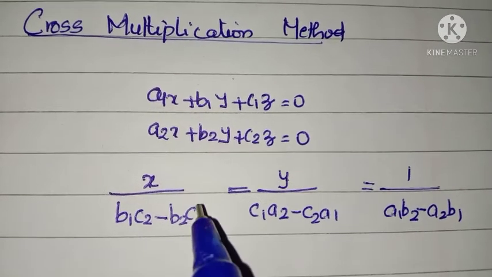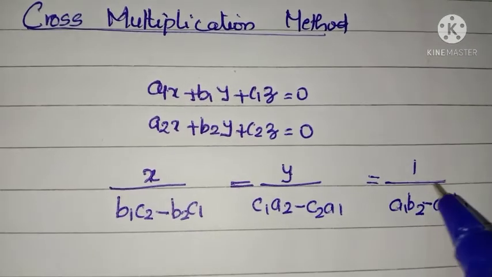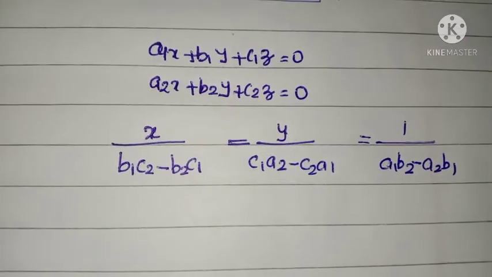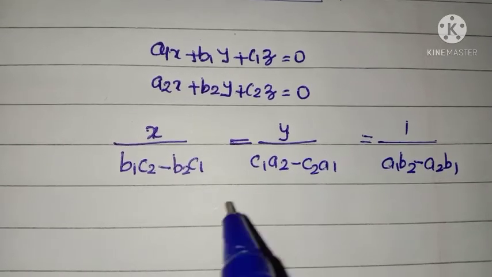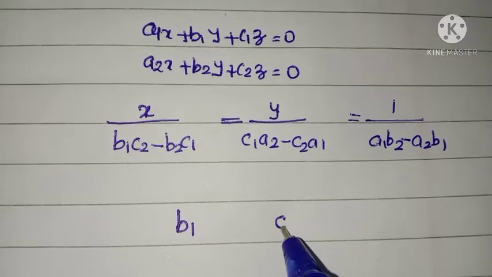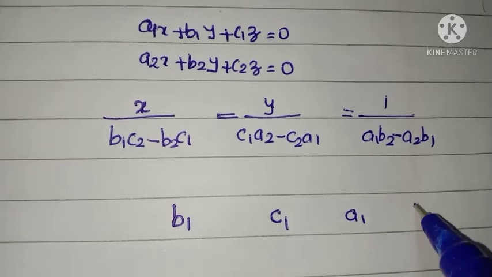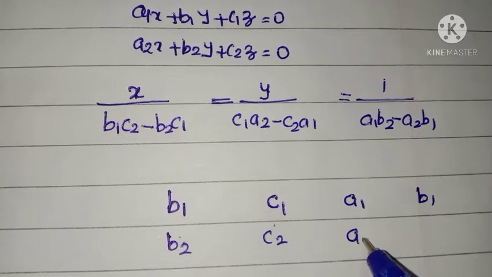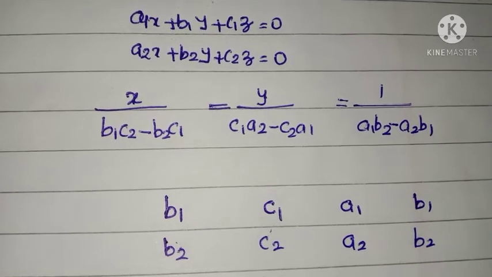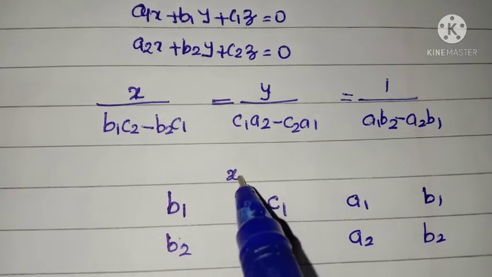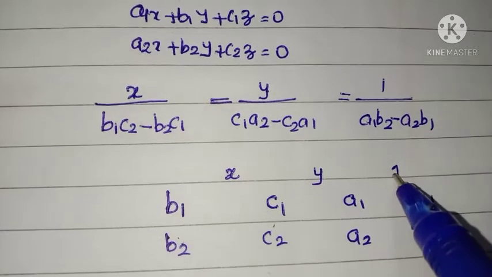We can remember this equation with the help of a diagram. Please note down the diagram because it may be helpful to you to remember this result. Just write the coefficients like this: b1, c1, a1, then b1, b2, c2, a2, then b2. Now in between these b1 and c1 we write x, here y, and here 1.